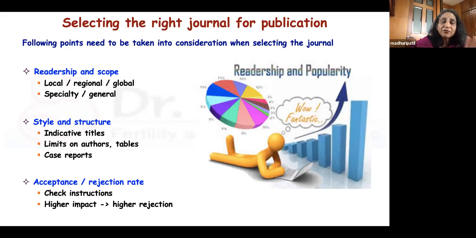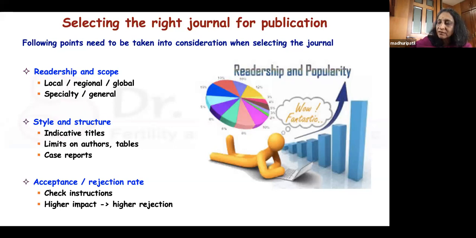So therefore, you have to read the scope of the journal when you're sending in your paper. Then you have to look at the style and the structure, that is the indicative title, the limits on the authors, tables, as well as whether they accept or not case reports, because there are many journals who do not accept case reports. And then you also need to look at the acceptance and the rejection rate and check the instructions, and the higher the impact, the higher the rejection.